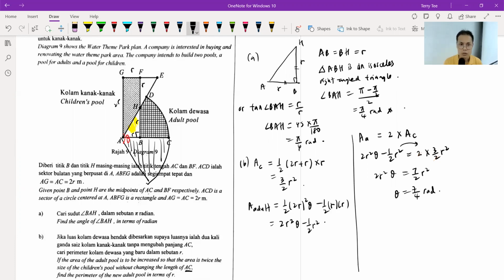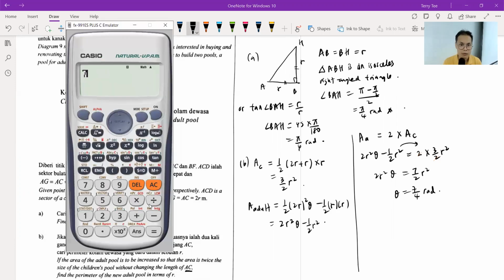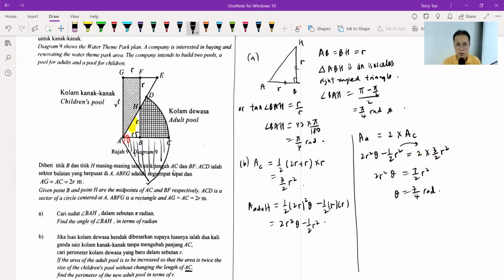Okay, but we are still not done yet. 7 over 4 radian is about 1.75 radian. So it's more than 90 degrees, less than 180, where 180 degrees is 3.142 radian. So around here. We're supposed to find the perimeter. Your perimeter consists of, maybe I start from here, this is 2r, this is also r, this is also r. But I need to find HD and I need to find the length of this arc.